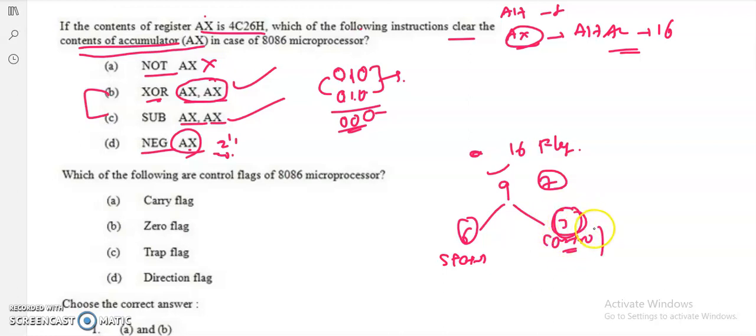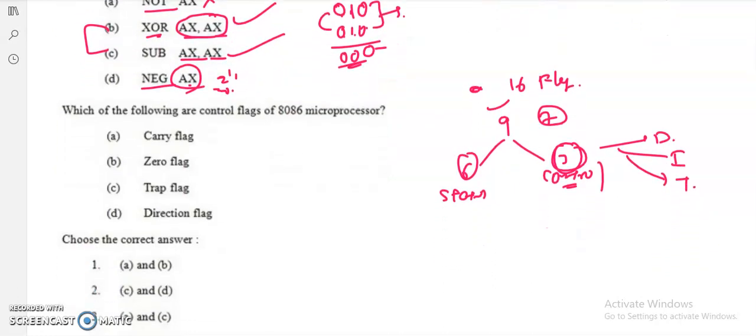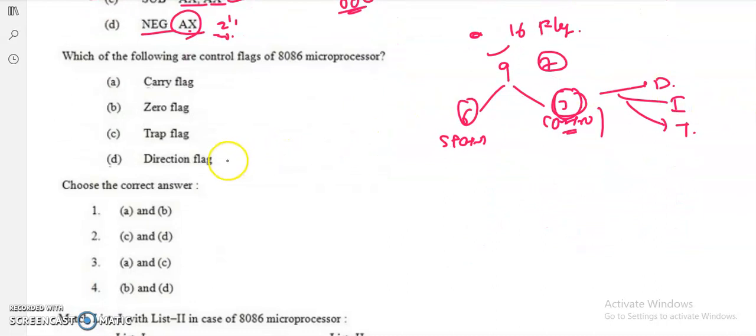So what are these 3 control flag registers? One is the direction flag, the second one is the interrupt flag, and the third one is the trap flag. So here, direction and trap both come under the control flags. That means C and D is the correct option. If, for example, the interrupt flag were also in the given options, then that would also be correct. But for this given question, the correct answer is the second one.